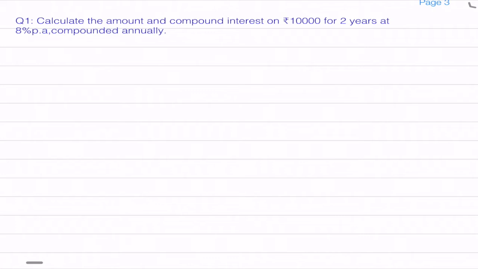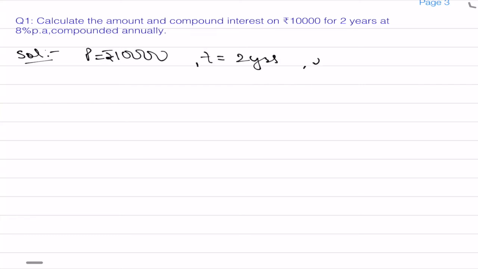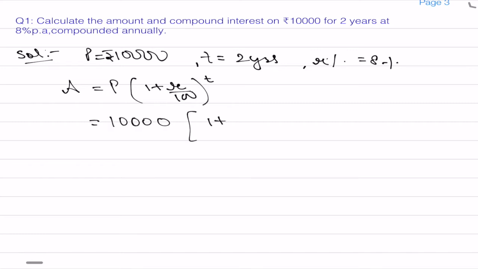First, I have picked up the first question of the exercise: calculate the amount and compound interest on rupees 10,000 for 2 years at 8% per annum compounded annually. So first we'll see what is given. Principal is rupees 10,000, time period is 2 years and the rate percent is 8%. So we'll write down the formula first. Amount is equal to P into 1 plus R upon 100 raised to the power T or N. So we'll just substitute the values and solve the equation.